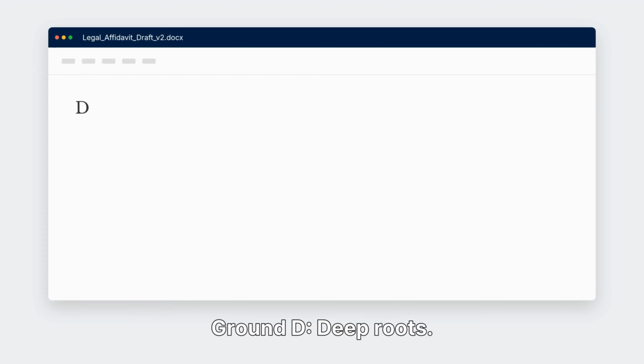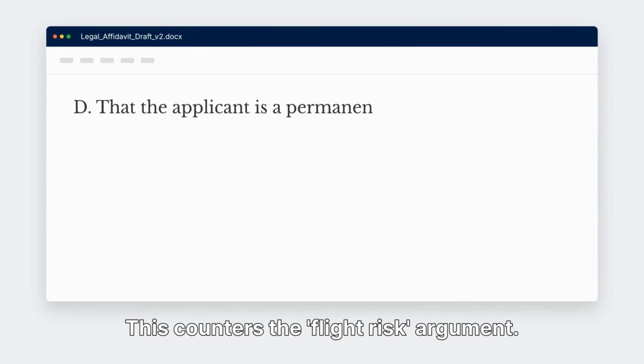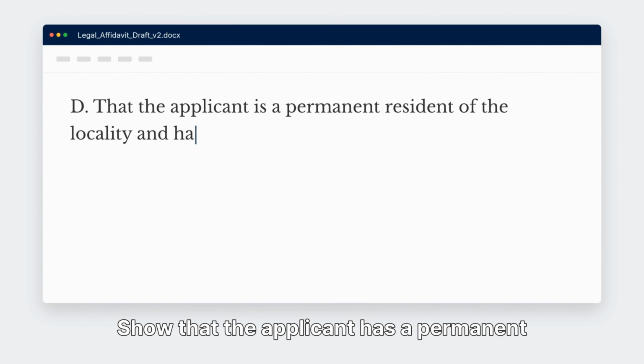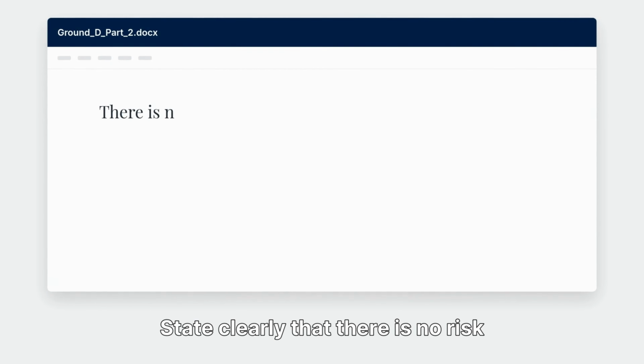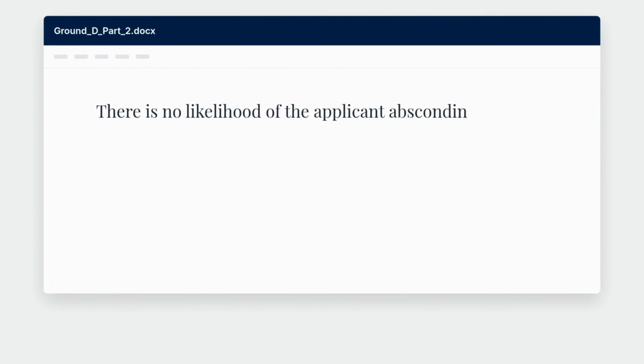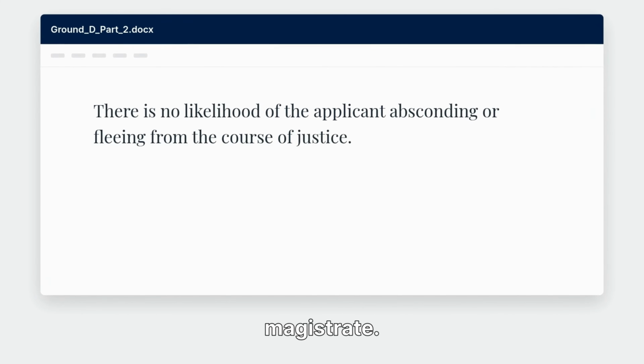Ground D, deep roots. This counters the flight risk argument. Show that the applicant has a permanent home and a family to return to. State clearly that there is no risk of the applicant fleeing. This is a primary concern for any magistrate.